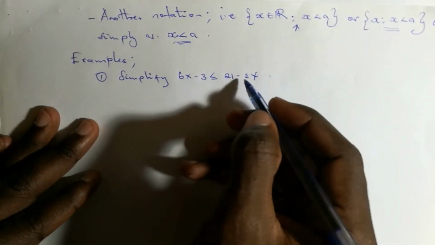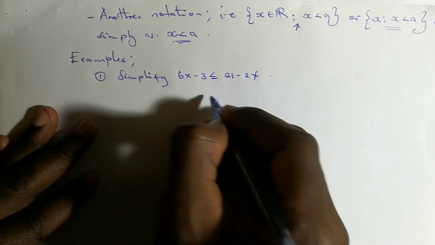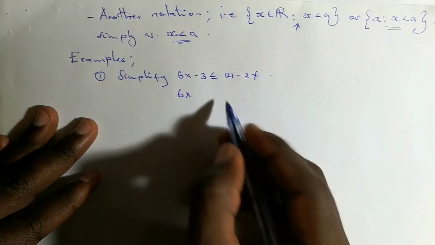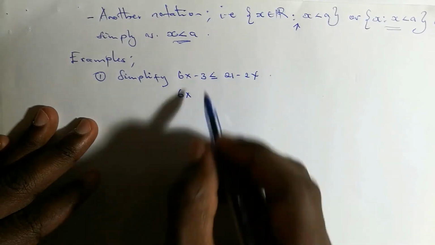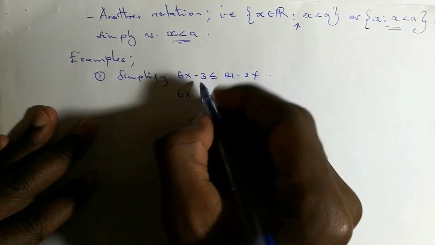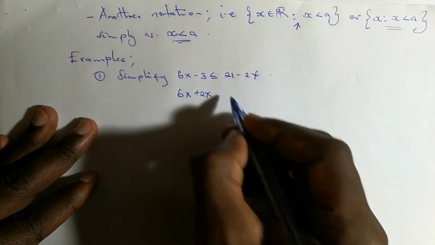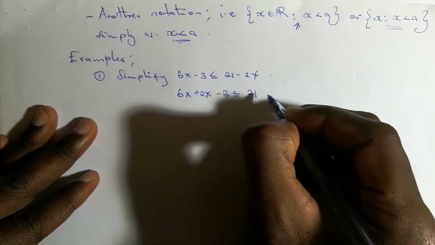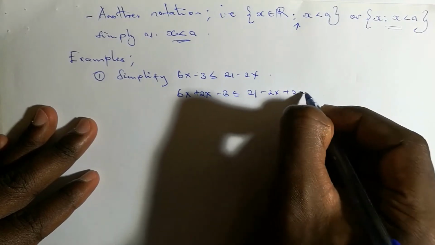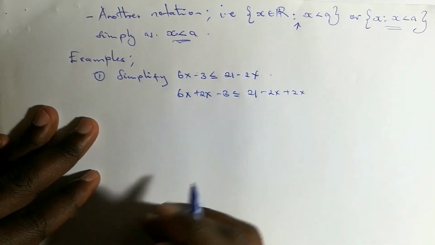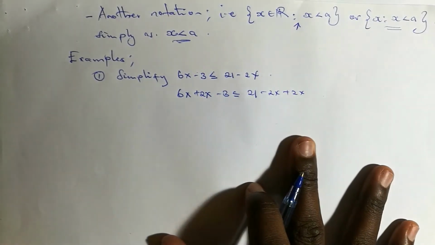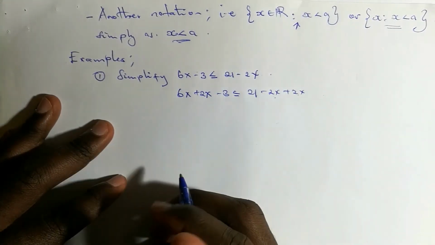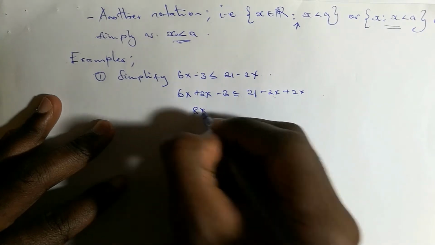So if you are to cross, let me say x this side, that means we're going to have 6x. For us to remove 2x from here and bring it this side, we need to add 2x here and also add 2x here. 8x minus 3 less than or equal to 21 minus 2x plus 2x. What we have done this side, we have done the other side, so that we cause no change to the inequality. This negative and positive will just cancel out automatically, so that we have here 8x.